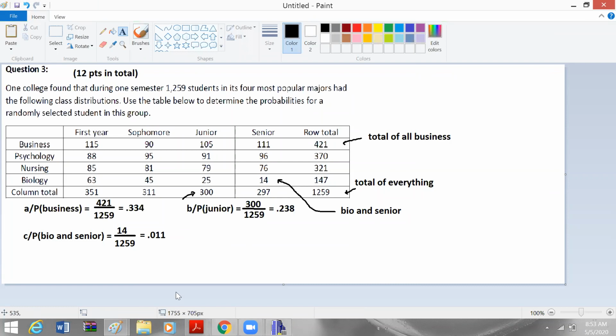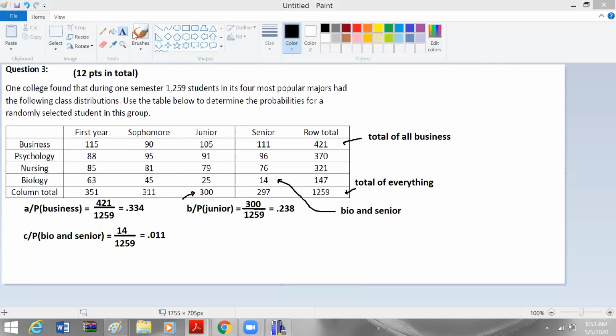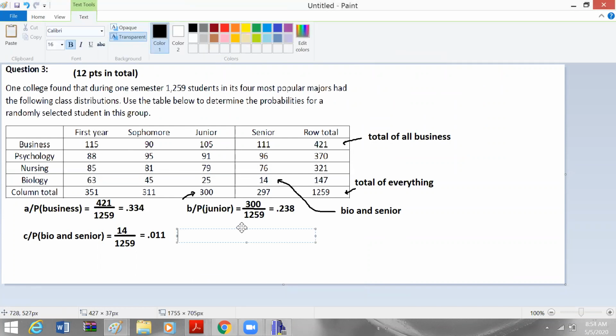Okay, so each question is going to be 2, 2, 2, 2, except for the last question, which is going to be 4 points. So all of these questions are going to be 2, 2, 2, 4. So for part D, I want to look for the probability of the biologies, given that she is a senior.